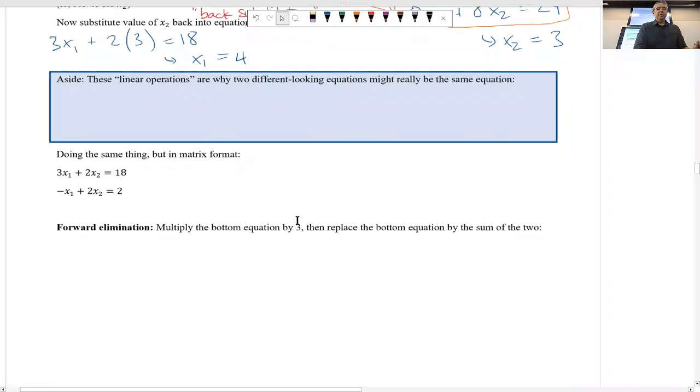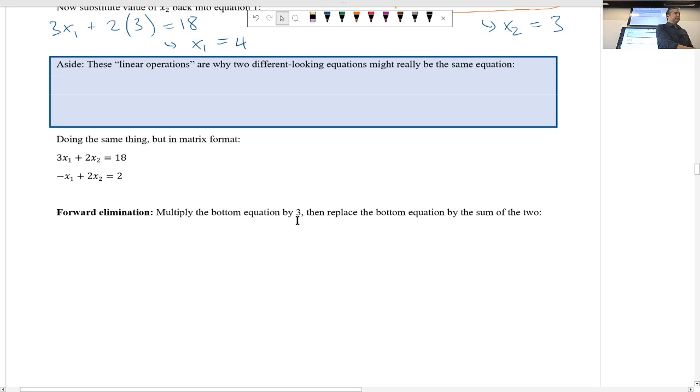Okay. So let's do the same thing but in matrix format. Right? So that was just sort of by hand with the equations, but we can do this in matrix format because that's what everyone does, right? Who needs to write out all these pluses and x's and stuff like that?